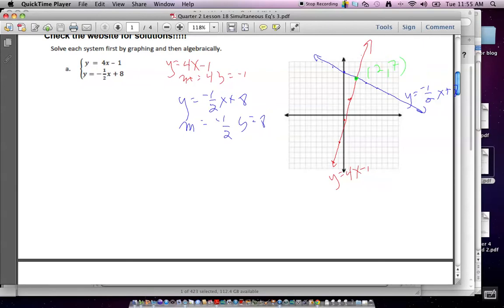Did you check your answer? Let's check it and see if it works. Does 7 equal 4 times 2 minus 1? 7 equals 4 times 2 minus 1, right? I'm plugging in x and y on the first one. So 7 equals 8 minus 1. 7 equals 7, check. Then on the bottom one, 7 equals -1/2 times 2 plus 8. -1/2 of 2 is -1. Plus 8, so 7 is 7. Check. Okay, we're good. Any questions?